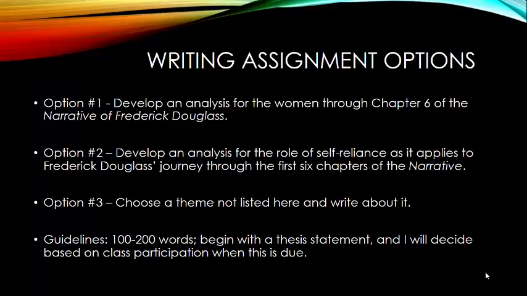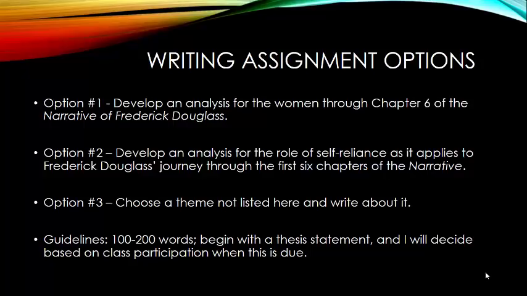Now look at what I want you to do for Tuesday, for tomorrow's class. Option number 1, develop an analysis for the women through chapter 6 of the Narrative of Frederick Douglass. I would pick 3 minimum, 4 or 5 probably would be better. Option 2, develop an analysis for the role of self-reliance as it applies to Frederick Douglass's journey through the first 6 chapters. So that is absolutely tying you into transcendentalism and the ideas of Emerson and Thoreau.